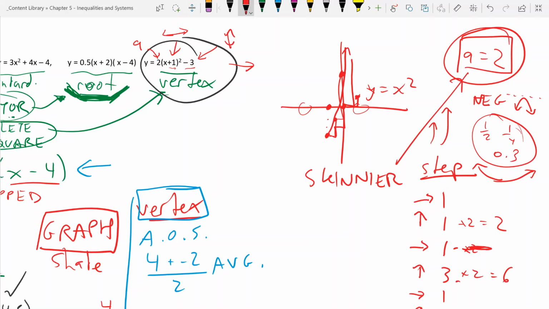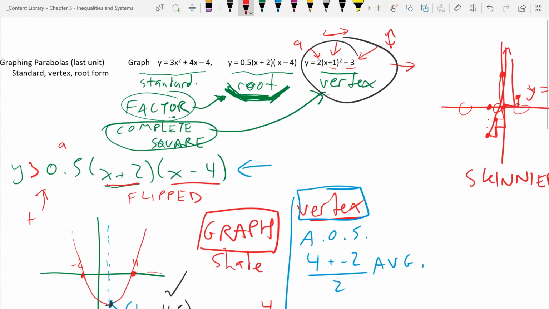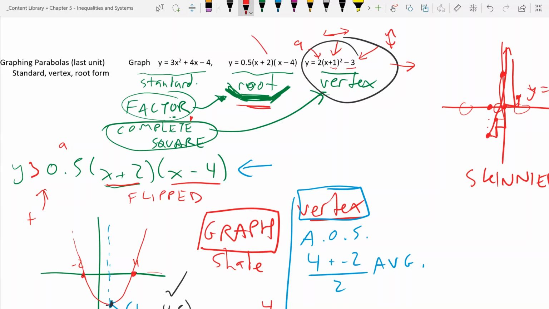That's how you graph the vertex form. That gives you your basic graph. Sometimes it gives you your roots. If you want to find your exact roots, the easiest way really is to do what we did before when you do factoring and turn it into root form.